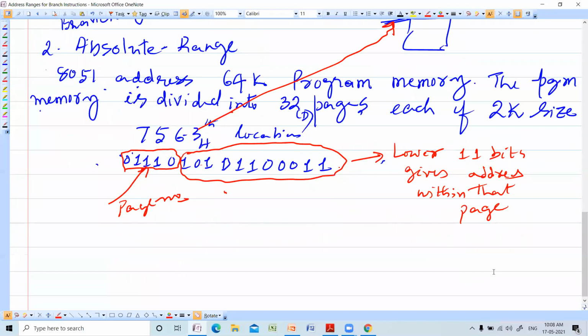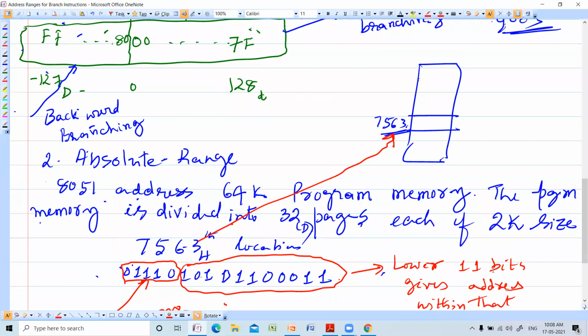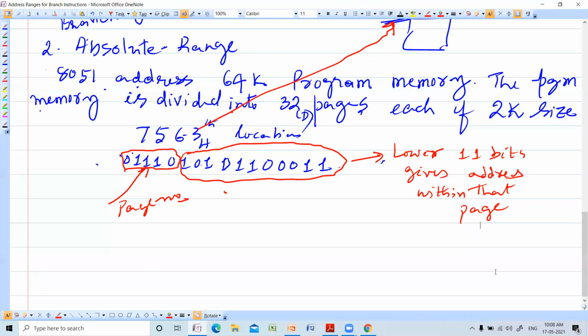So if I say 7563 is the location address as shown in the diagram, upper 5 bits. Why is it 5? 32 is what? 32 is 2 power 5. So to address each page, how many bits are required? 5 bits are required. So in any address, upper 5 bits gives the page number.